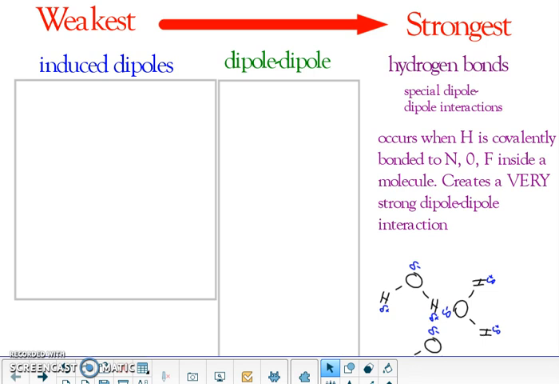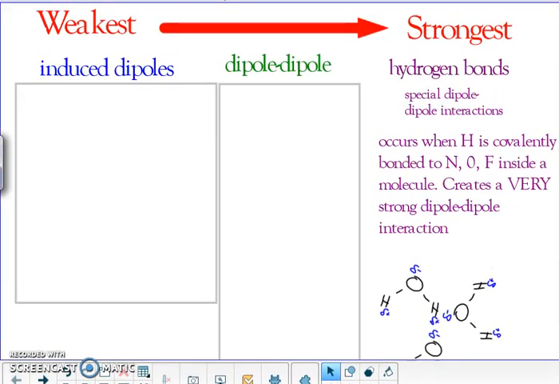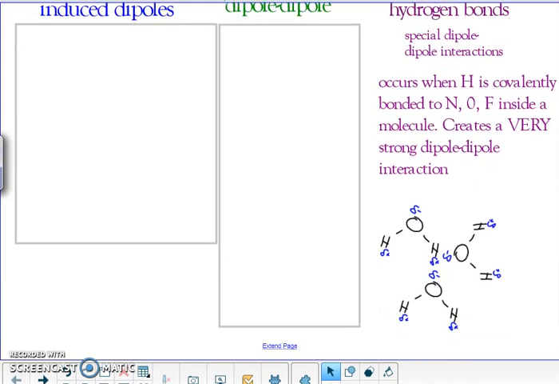That occurs when you have hydrogen covalently bonded inside a molecule to either nitrogen, oxygen, or fluorine. When that happens, it creates a very polar bond and a very polar molecule. And that's what this shows here. The water molecules are strongly attracted to one another, and they create a strong dipole-dipole called a hydrogen bond. Again, it's an intermolecular force of attraction that occurs when you have a very strong or a super dipole-dipole bond.